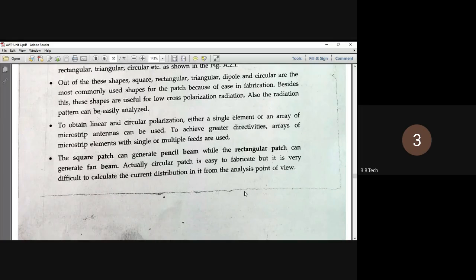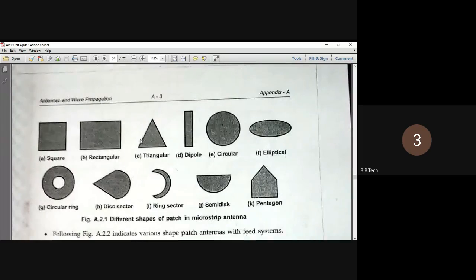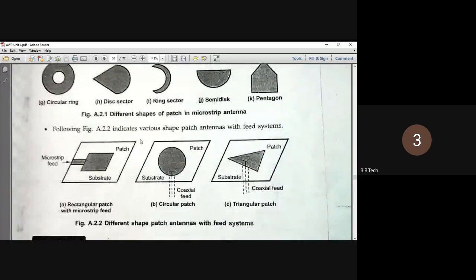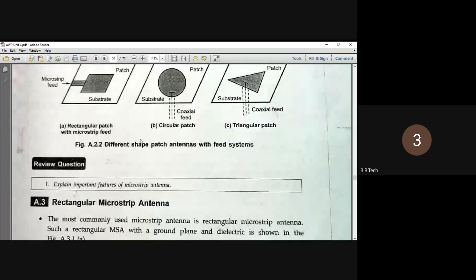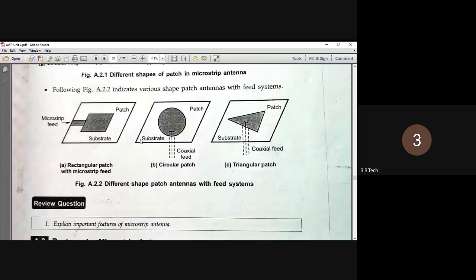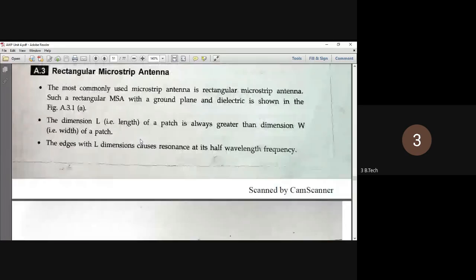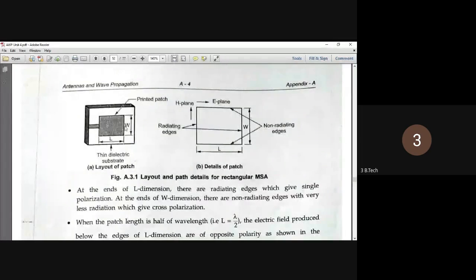So circular patch is used to fabricate, but it is difficult to calculate the current distribution in it from the analysis point of view. So ఇక్కడ మీరు అబ్జర్వ్ చేస్తే ఇవన్నీ షేప్స్ అండ్ డిఫరెంట్ షేప్ పర్ ప్యాచ్ యాంటెనా విత్ ఫీడ్ సిస్టమ్స్. సో రెక్టాంగులర్ మైక్రోస్ట్రిప్ ప్యాచ్ యాంటెనా అంటే ఏంటంటే ఇక్కడ మీరు ఆల్రెడీ చూసారు, ఇక్కడ ఒక రెక్టాంగిల్ ఫీడ్ పాయింట్ ఇచ్చాం, డైరెక్ట్ సబ్స్ట్రేట్ మోడ్ మీద ఉంది, వైట్ పోర్షన్, లెంత్ విడ్త్ ఇక్కడ మెజర్ చేసాము.